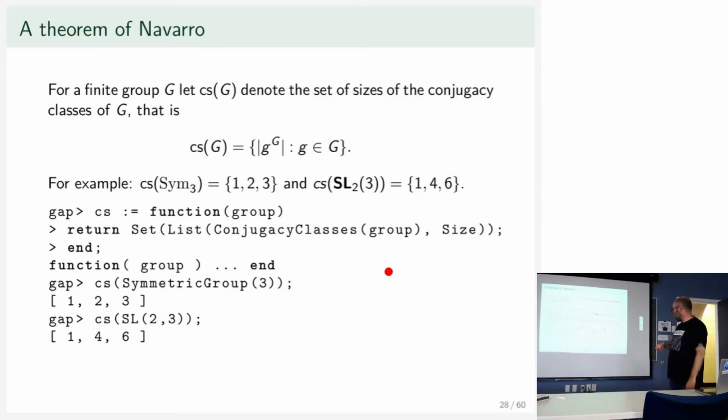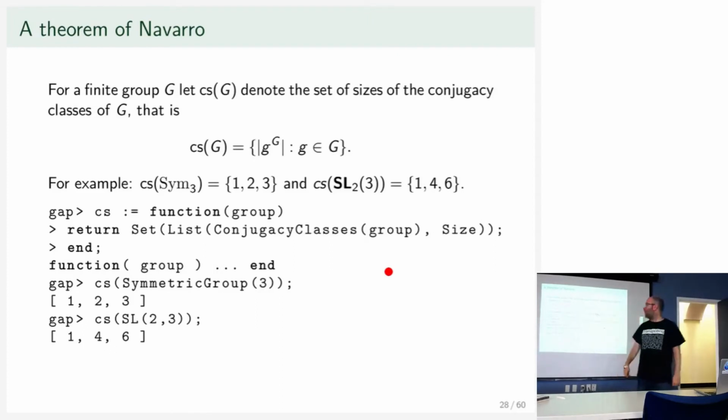So let's try to see a different thing, a theorem of Navarro. So, I'm going to prove a theorem of Navarro. You have a group G, and then you have this invariant, CS of G, the set of sizes of conjugacy classes of G. This is the notation for conjugacy class, and this is CS of G. For example, we know that S3 has 3 conjugacy classes, the trivial one with size 1, the class of involutions, which has size 3, and the class of 3-cycles, which has size 2.